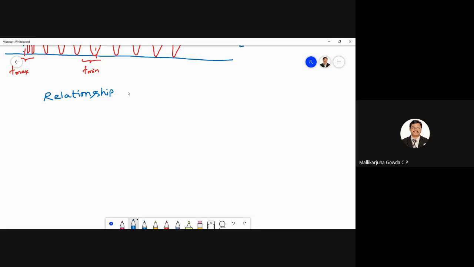Relationship between FM and PM. To understand how FM and PM are related, let me read the expression for PM and FM.